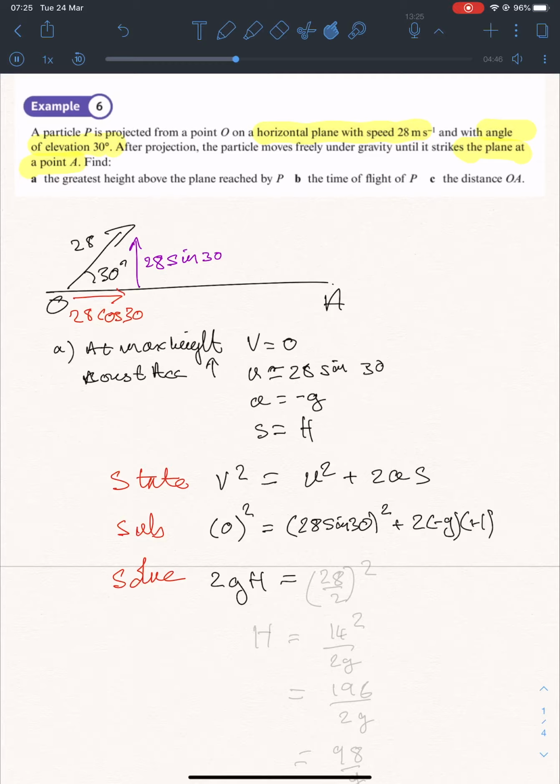Square out 28 sine 30. Well, that's 28. Sine of 30 is a half, and that's squared. So h equals 14 squared over 2g, which is equal to 14. That can't be right. That's nonsense. 14 squared is 198.